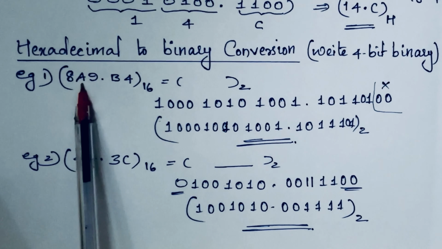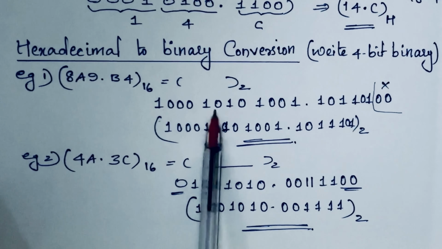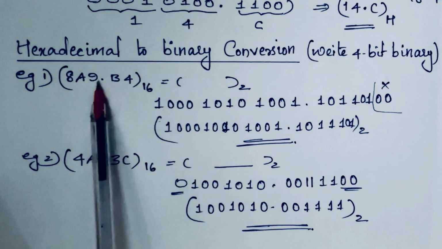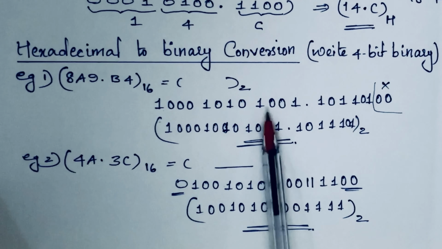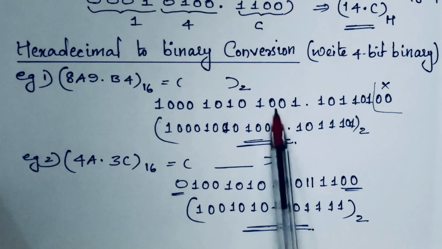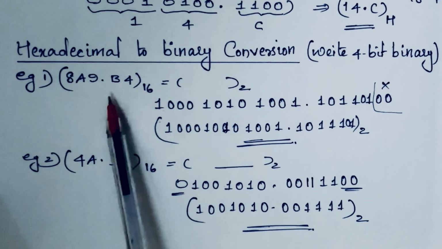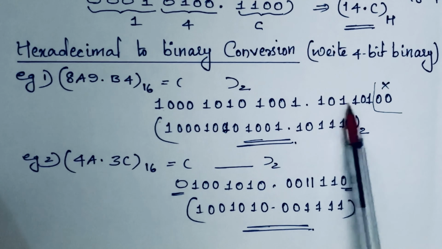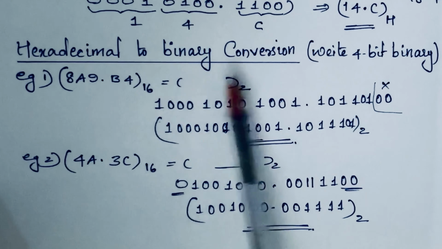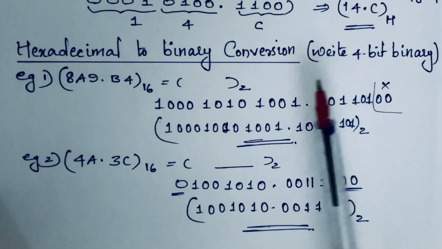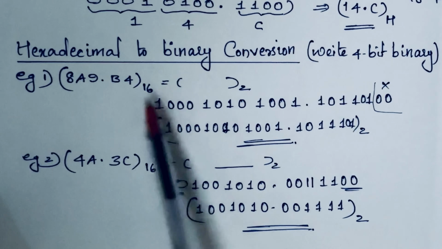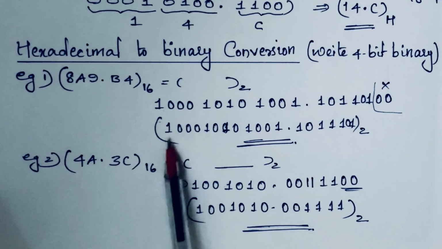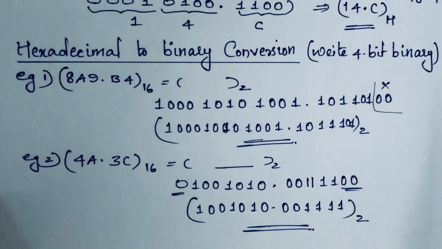Then we have A. A is nothing but 10, and 10 is 1010. Then we have 9; the 4-bit combination of 9 is 1001. Point. B, what is B? B is equivalent to 11, and 11 is 1011. Then we have 4. 4 is 0100. Then we can eliminate the zeros at the starting and ending here. So the final answer we are getting is this, base 2.